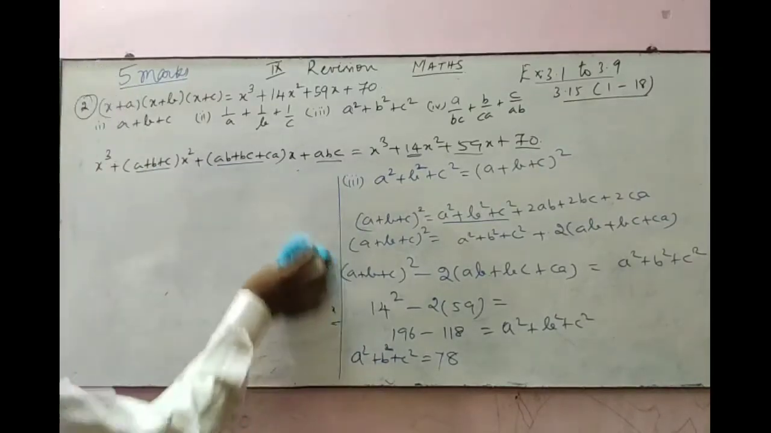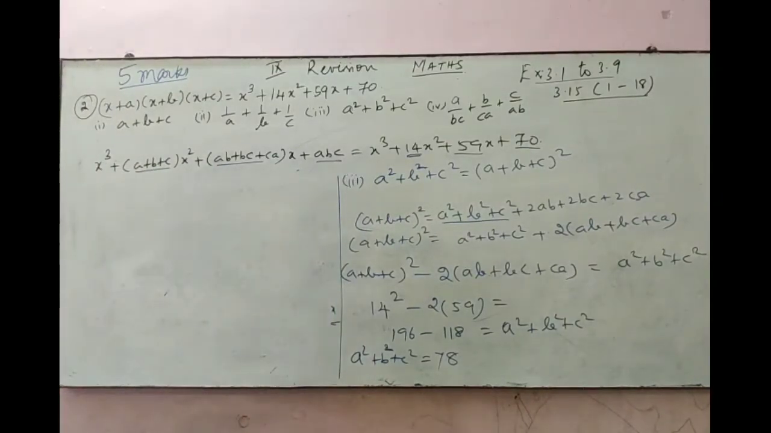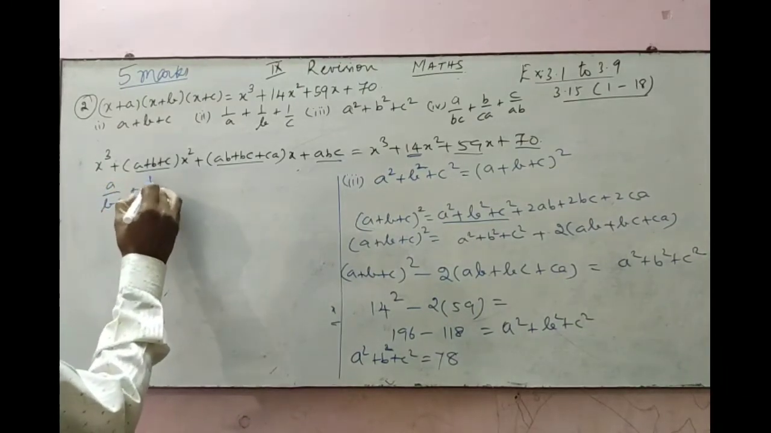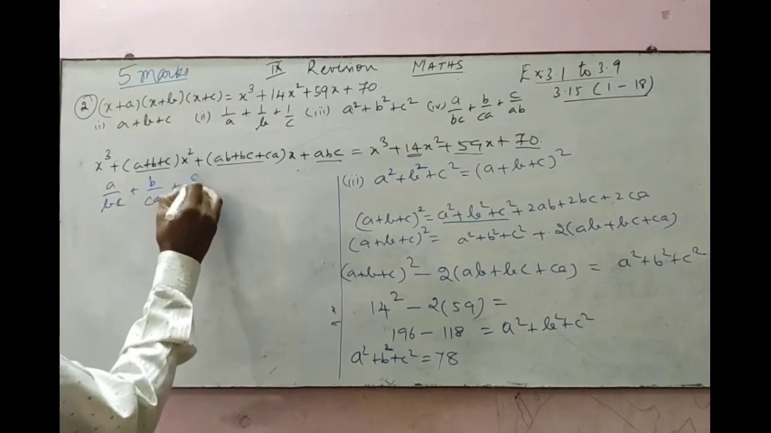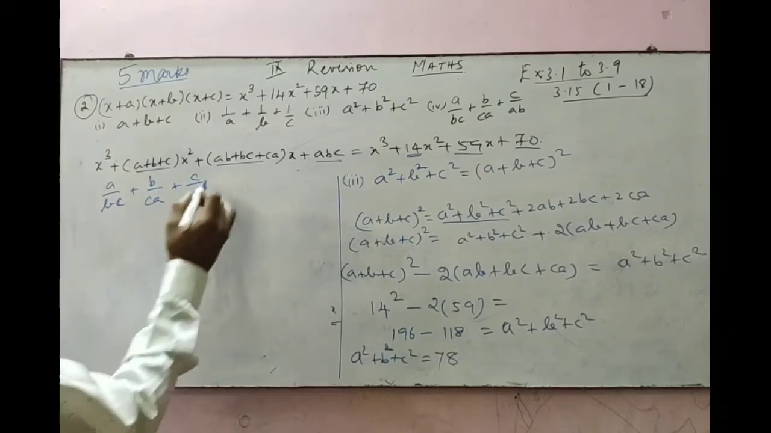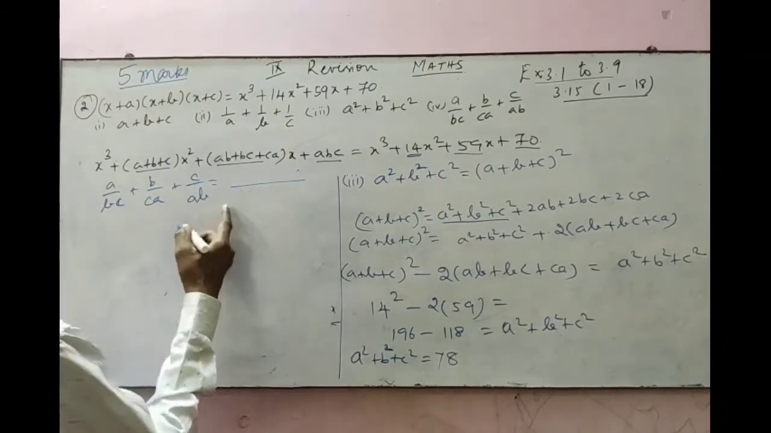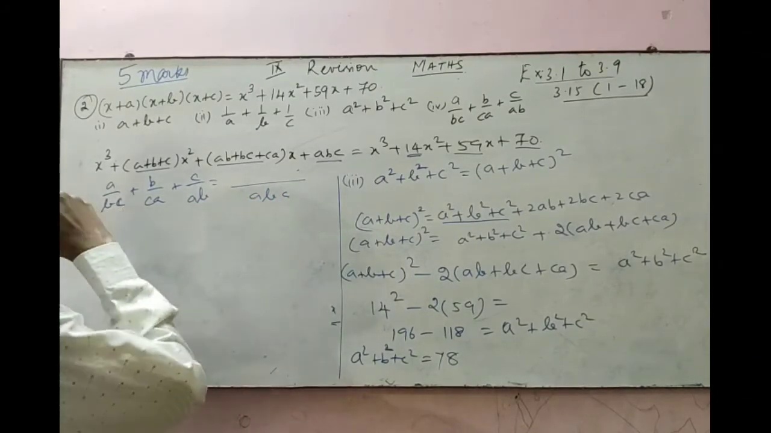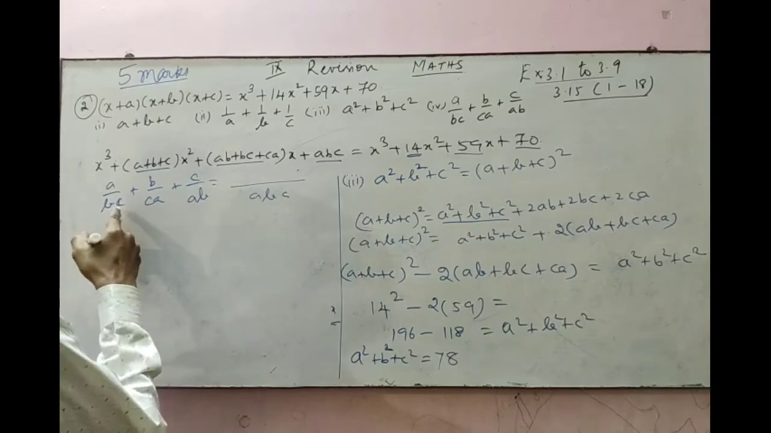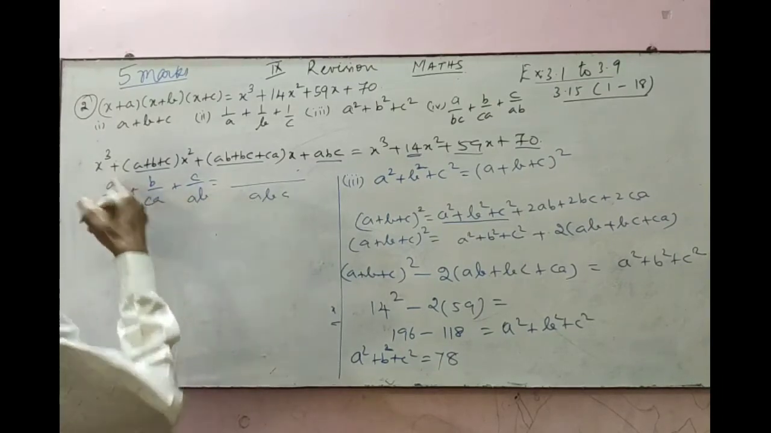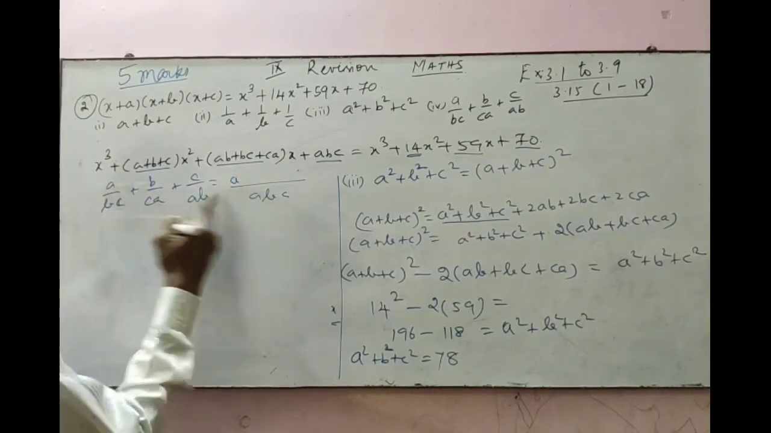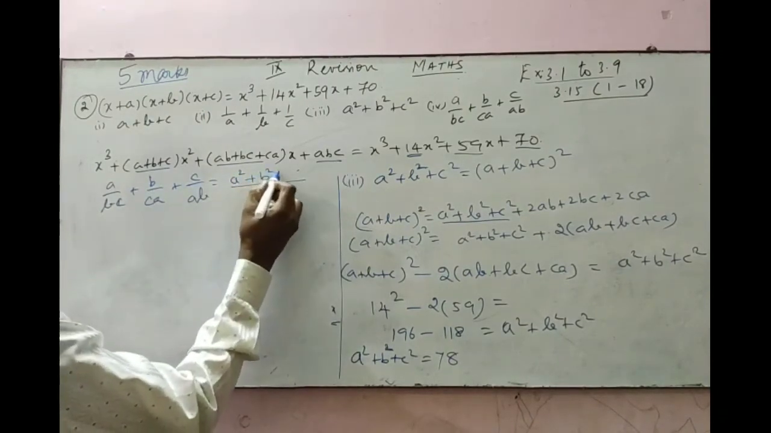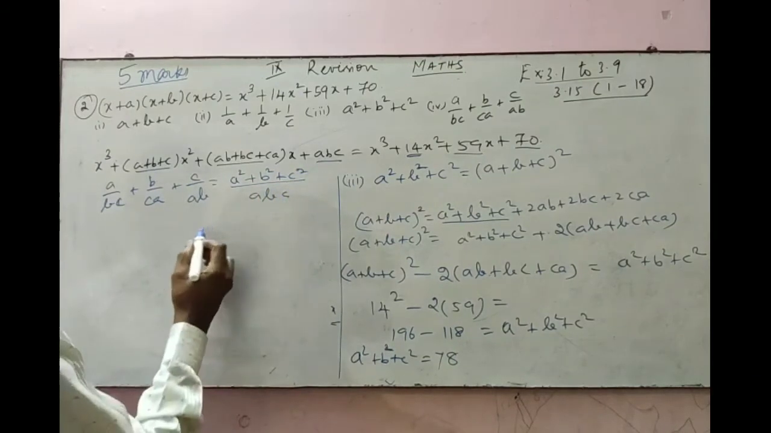I am going to do this here. A by BC plus B by CA plus C by AB. Here also we have to take the LCM. The LCM is ABC. Here we have BC in the denominator, so we have to multiply the remaining term A in the numerator. Already we have one A, A into A gives A square. Like that, B into B gives B square. Here C into C gives C square.